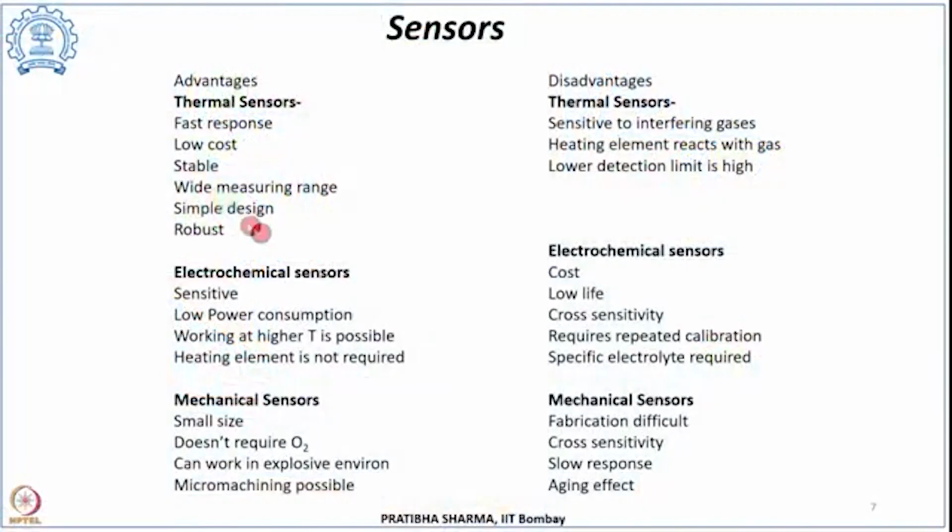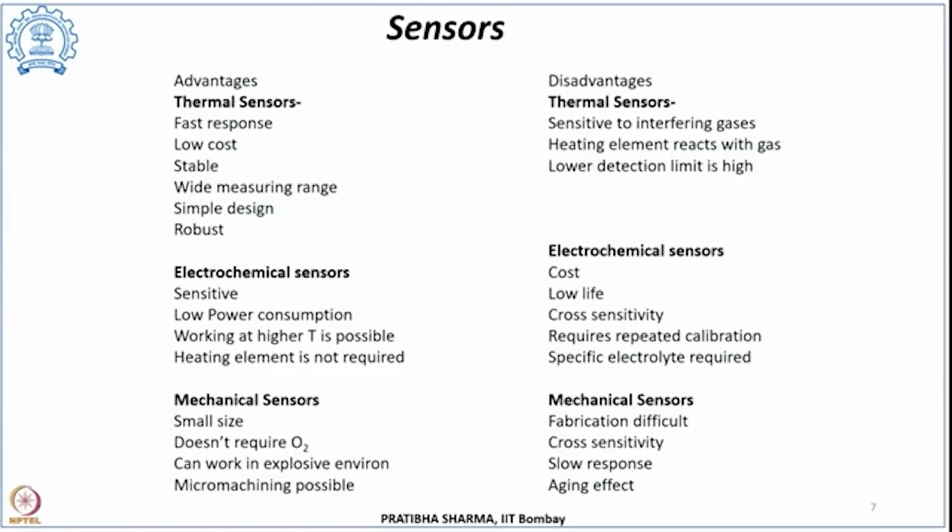Now, in the previous class we have seen other sensors. Let us quickly recollect their advantages and disadvantages. Like we have seen the thermal sensors. Thermal sensors have fast response, low cost, they are stable and they have a wide measuring range. They have a simple design and they are robust, but at the same time they have disadvantages, like there is a cross sensitivity from the other gases. The heating element could react with the gas, and the lower detection limit is quite high, and that makes its use a little limited in the lower range detection.